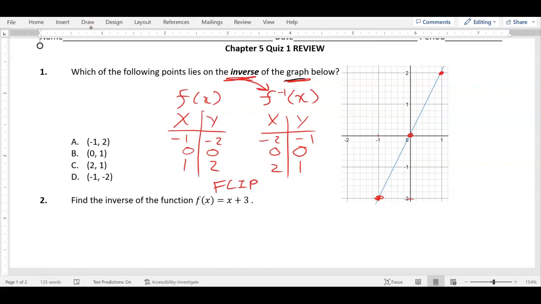Now they're asking which one of these points is on the inverse. So is -2, -1 one of these answer choices? No. What about 0, 0? No. What about 2, 1? Hey, 2, 1 is right here on the inverse table that we flipped. All right.